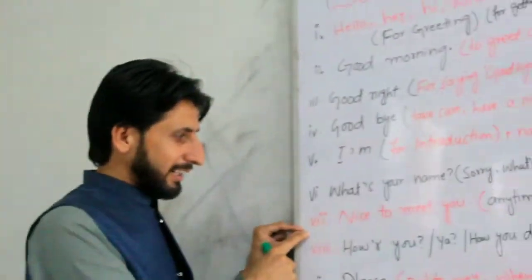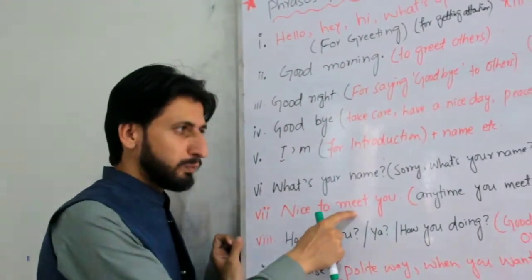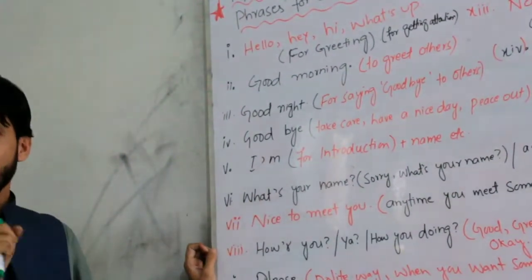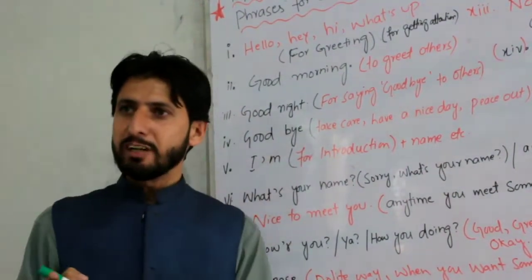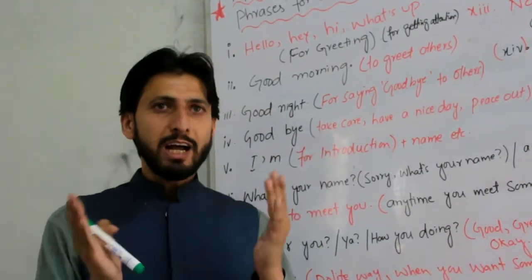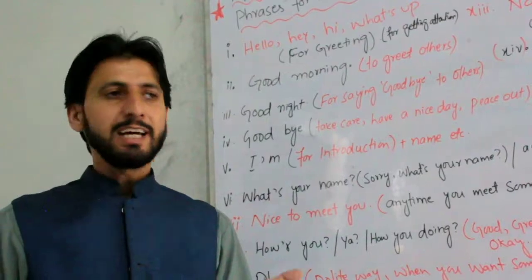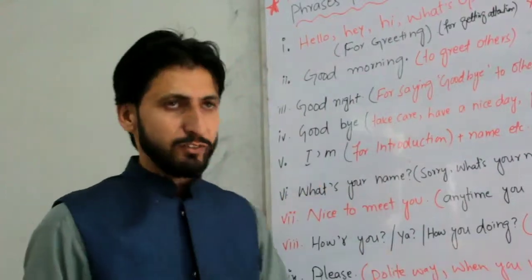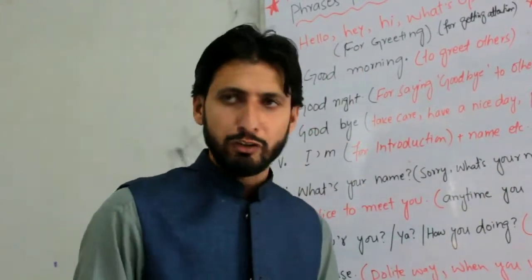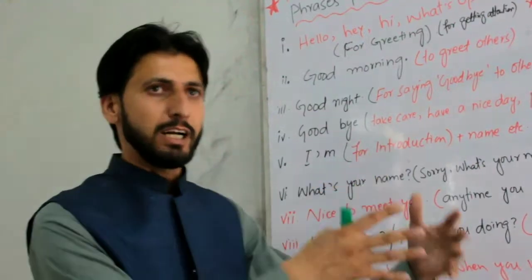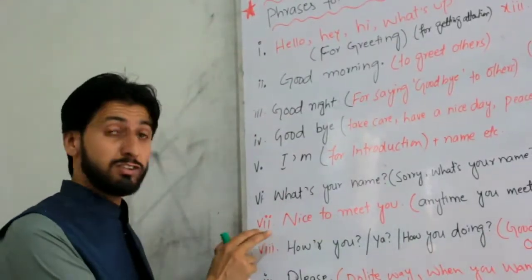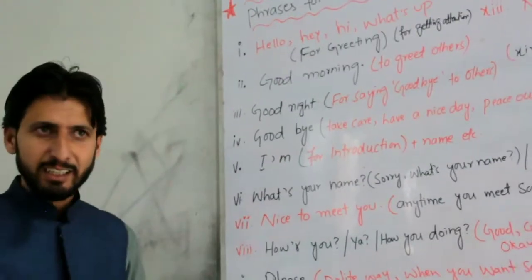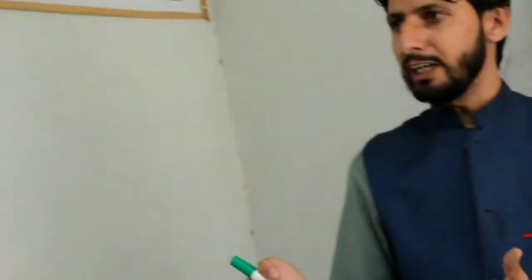Now coming to the next point: nice to meet you. Any time you meet a stranger, a person who is unknown or not familiar to you, and you converse with him, at the end of the conversation, at the end of your meeting, you can use this phrase: okay sir, nice to meet you. Okay dear, nice to meet you. Okay brother, nice to meet you. Okay ma'am, nice to meet you.